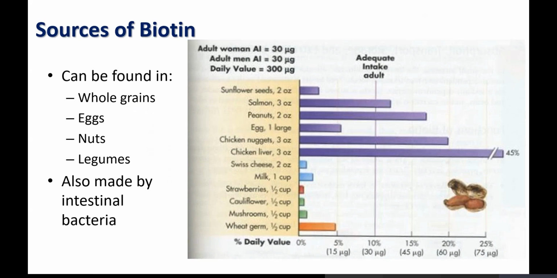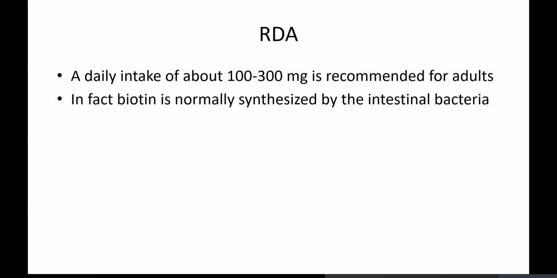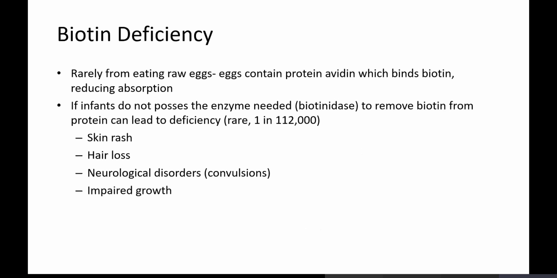So what are the sources of biotin? It can be found in whole grains, eggs, nuts, legumes, and is also made by intestinal bacteria. If you consume 3 ounces of chicken liver, around 45% of the intake can be met. There are other sources also; peanuts are a very good source of biotin. A daily intake of about 100 to 300 micrograms is recommended for adults. Biotin is normally synthesized by the intestinal microflora in the human system.